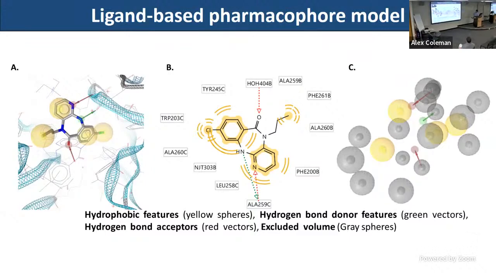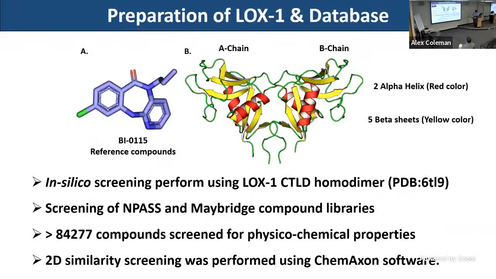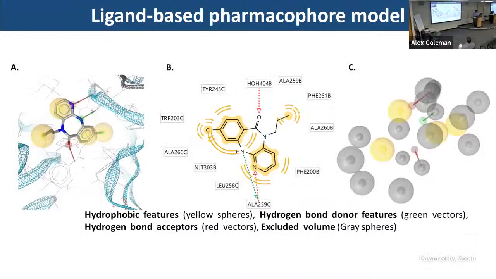For ligand-based pharmacophore modeling, we use the reference compound, which I showed in the previous slide, BI0115, as a reference compound. Using that compound, we generate the pharmacophore model. In that, the reference compound contains hydrophobic features, shown in yellow color, and hydrogen bond features shown in green color. If you see, this one is the hydrogen donor feature, and the hydrogen acceptor feature is shown in red color, and this is the excluded volume.